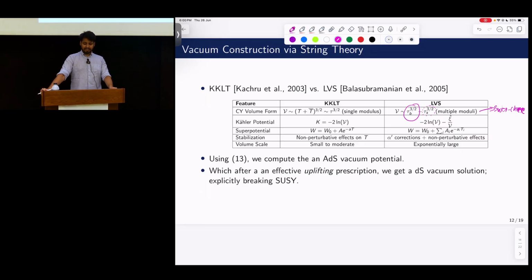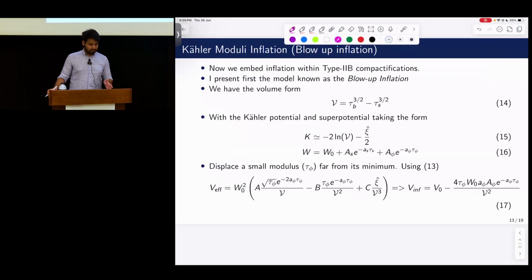So a huge complaint in the case of KKLT was, with such low W naught values, such a low superpotential, like the Gukov-Witten superpotential term, can you effectively find a good number of Calabi-Yaus this way? But apparently they were successful, and we'll see how we proceed. Anyway, I present before you this work by Conlon and Quevedo, the Kähler Moduli inflation.